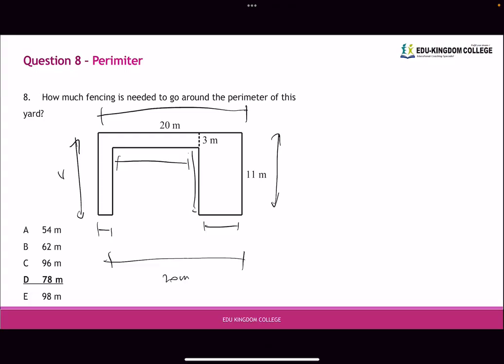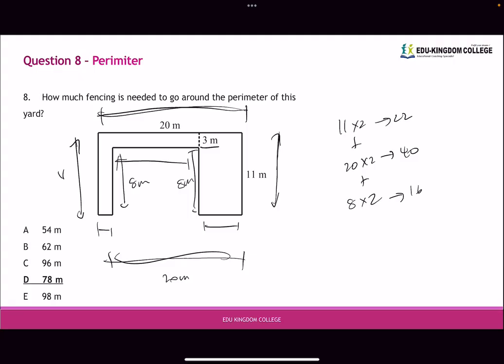And then these 2 lengths in here are 11 minus 3. So 8. So we're going to have the sides, left and right, top and bottom, and then the inside 2 sides, so 8. So that's going to be 11 times 2, so that's left and right, plus 20 times 2, plus 8 times 2. So it's going to be 22, that's going to be 40, that's going to be 16. So this is going to be 62 plus 16, which is 78 meters.